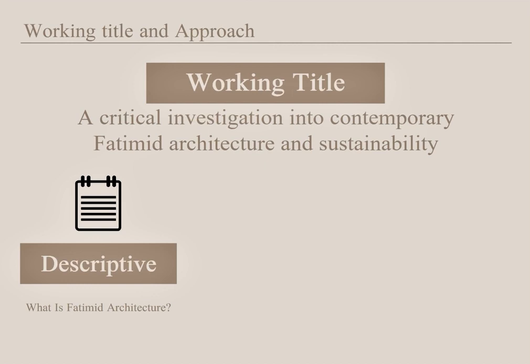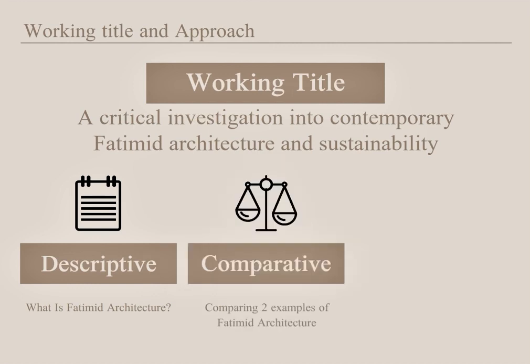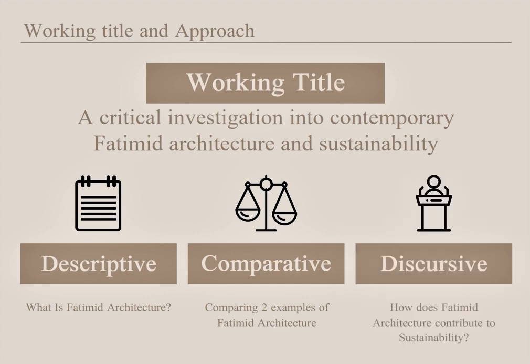The second part would be comparative, where 2 examples of Fatimid architecture are compared. The first example that I've chosen is the Al Jamil Anwar Mosque located in Egypt, and the second, relatively new example is called Al Jamiatu Safia, which is a university in Nairobi, Kenya. The idea is to see what the 2 have in common and what differs them, despite being inspired by the same architectural style. The last part would be discursive, where I introduce sustainability to the essay.